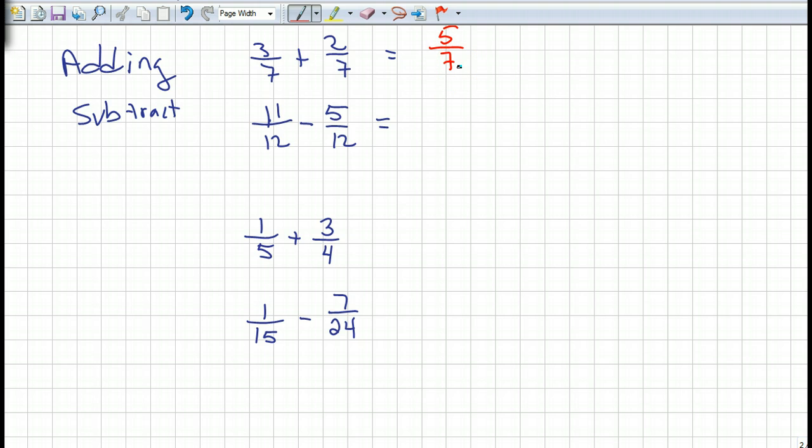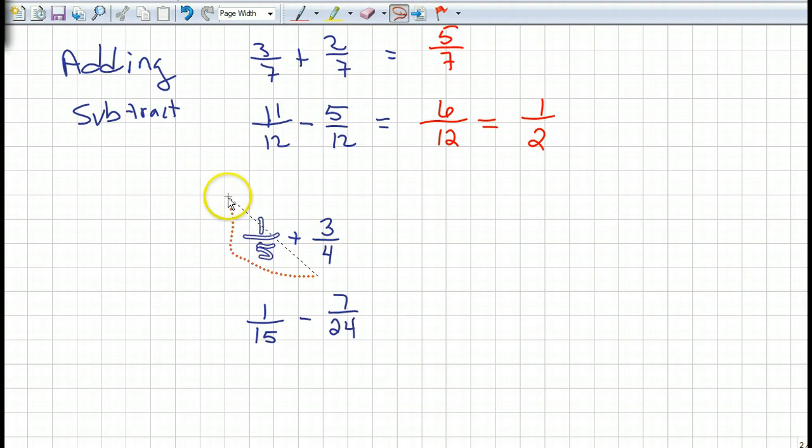Okay? Now we're going to do the same thing with subtracting. 11 minus 5, 6 over 12. Can I reduce that? Yeah. It's the same as saying 1/2, because I can divide both the top and the bottom by 6. All right.